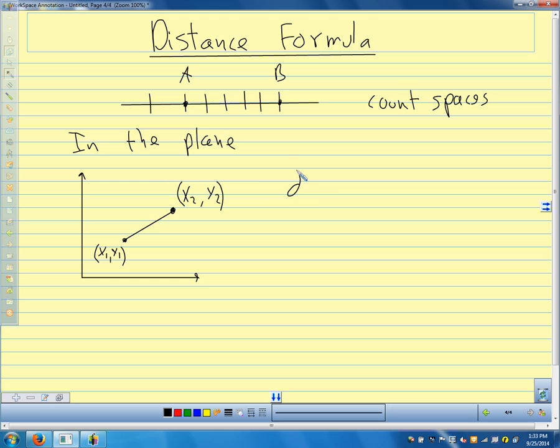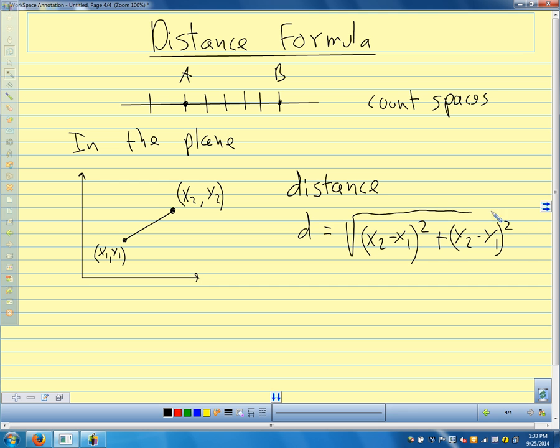The distance, we're going to say d equals the square root of x2 minus x1 squared plus y2 minus y1 squared.